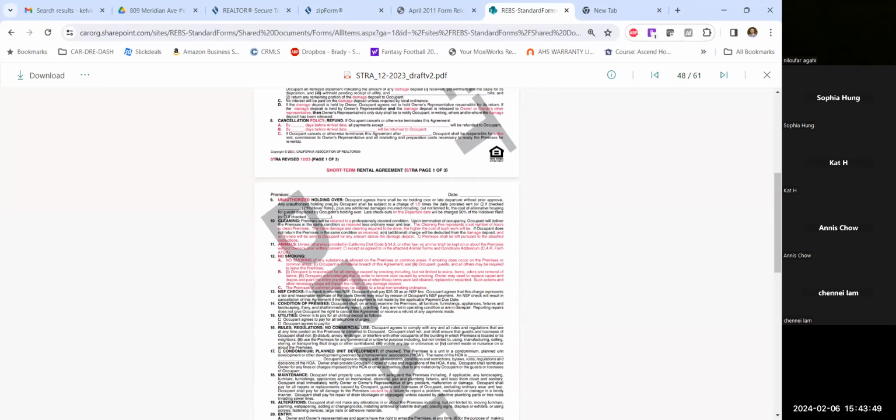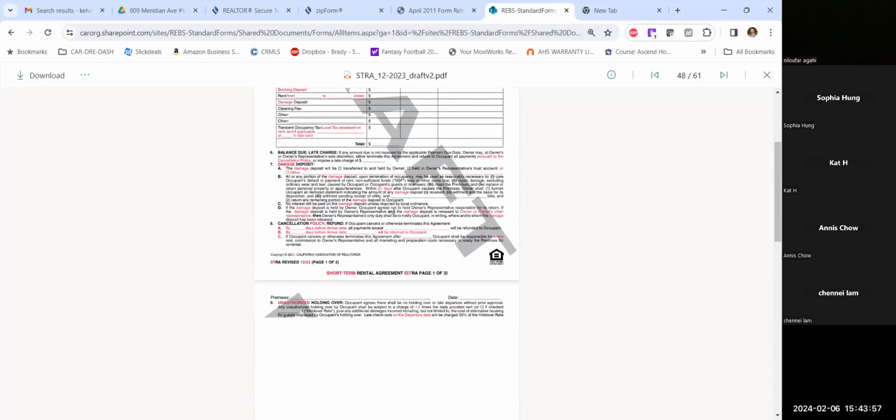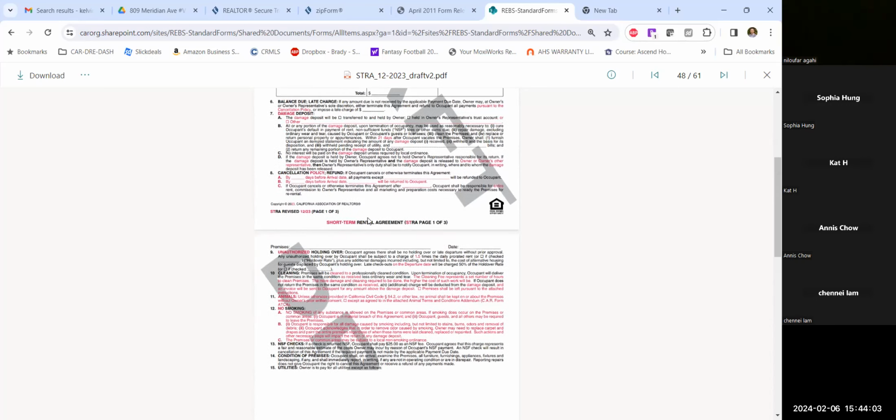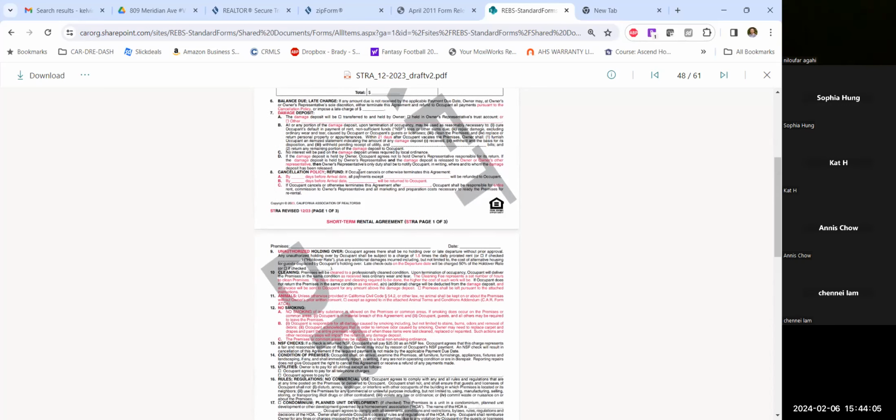This contract never ever says tenant. It's very important never to label or classify them as a tenant. They don't get tenant rights because it's 29 days or less. So they always call them an occupant.